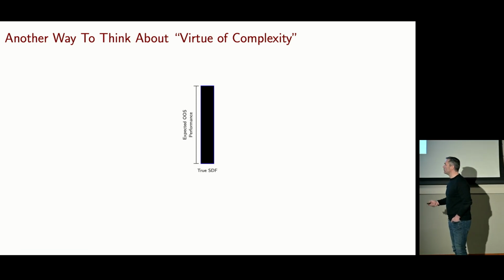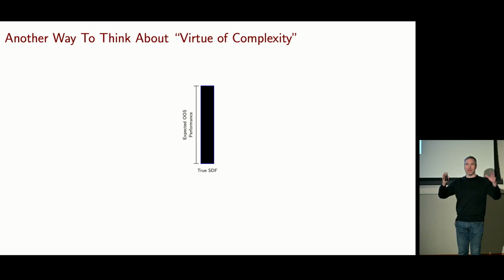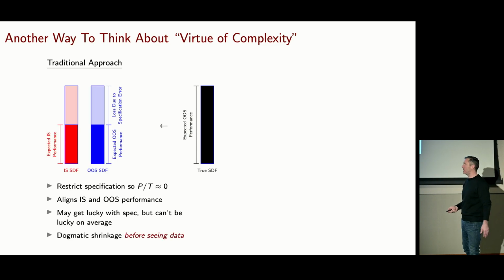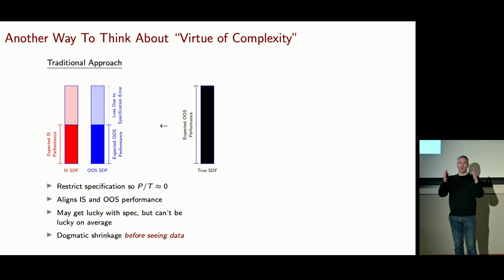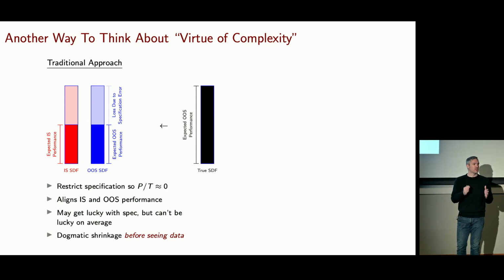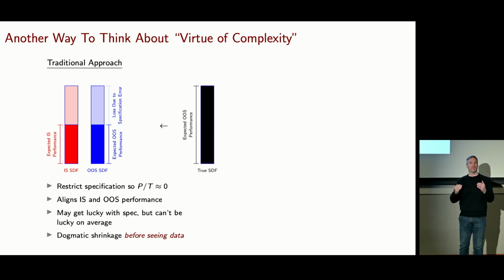So here's a little quick visualization of what I said on the previous slide. You have a true SDF. If you knew that true SDF, this is the performance you could get out of sample. Say that that measures the out-of-sample Sharpe ratio from knowing the true model, knowing God's model. What happens if you get reductive? You say, I'm going to specify a small model. Small models are nice because they make the in-sample fit and the out-of-sample fit the same.